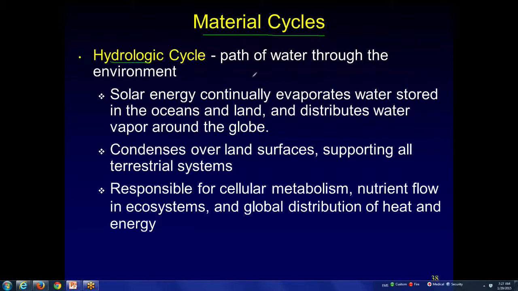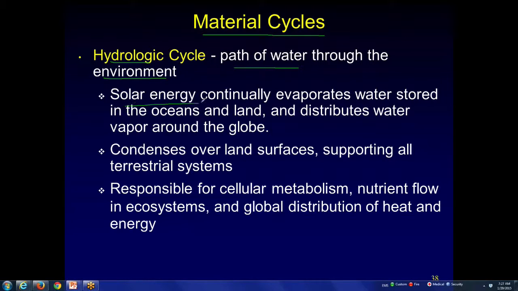So when we're looking at material cycles, guys, we're looking at matter cycling through the ecosystem. For example, the hydrologic cycle, we have the path of water moving through the environment. So what happens in the life of a water molecule? Well, it might start out, say, in the ocean or in the lake. Most water in the world is in the oceans.